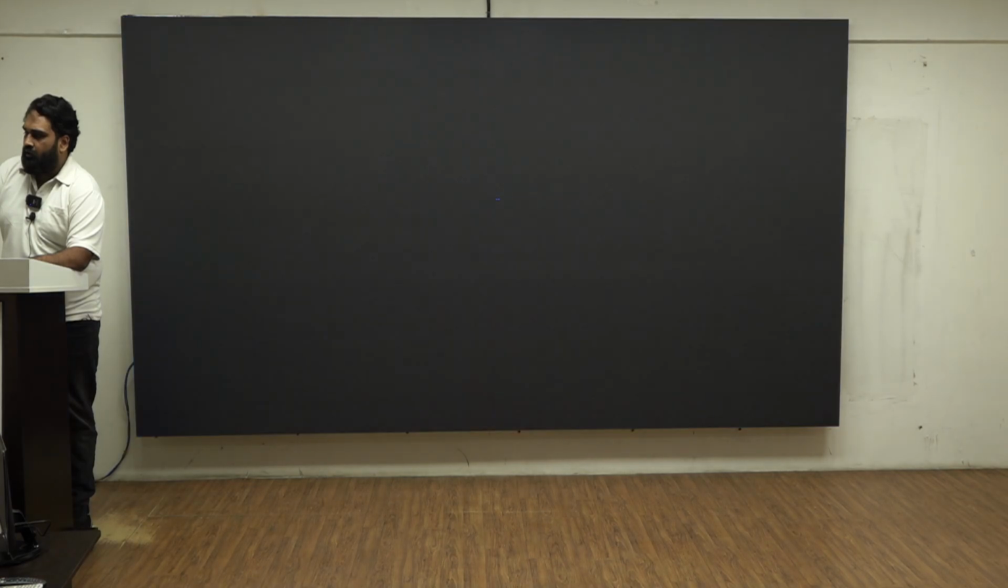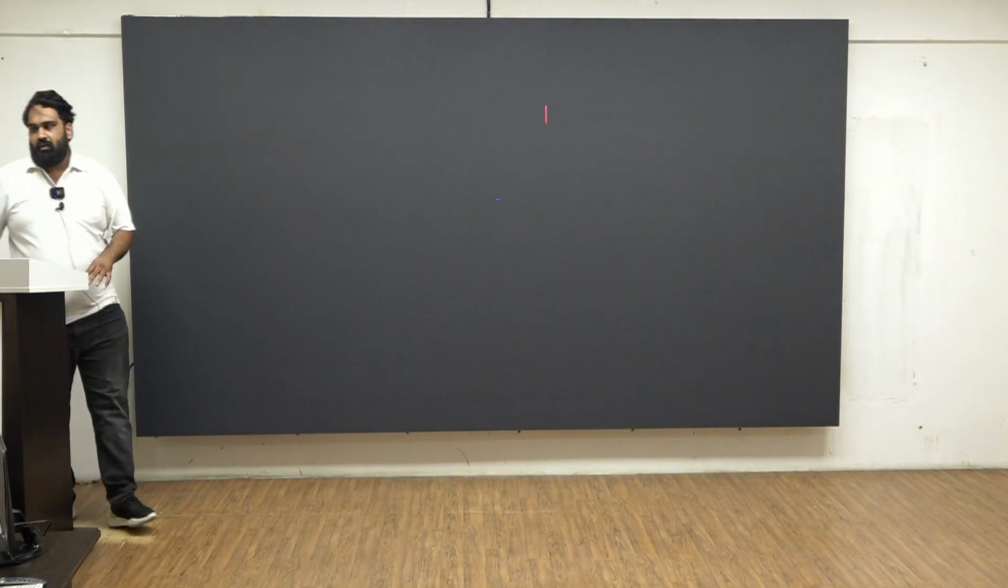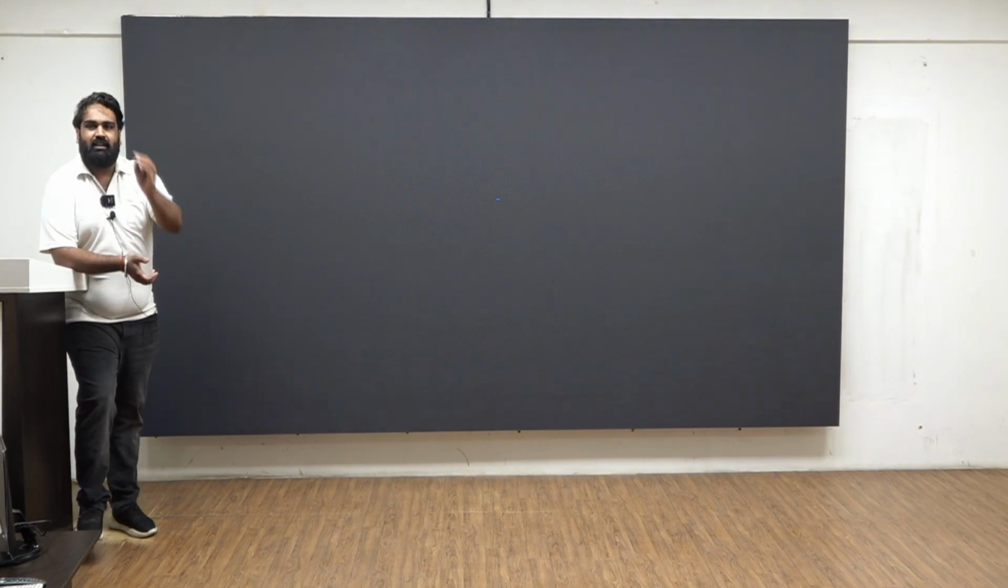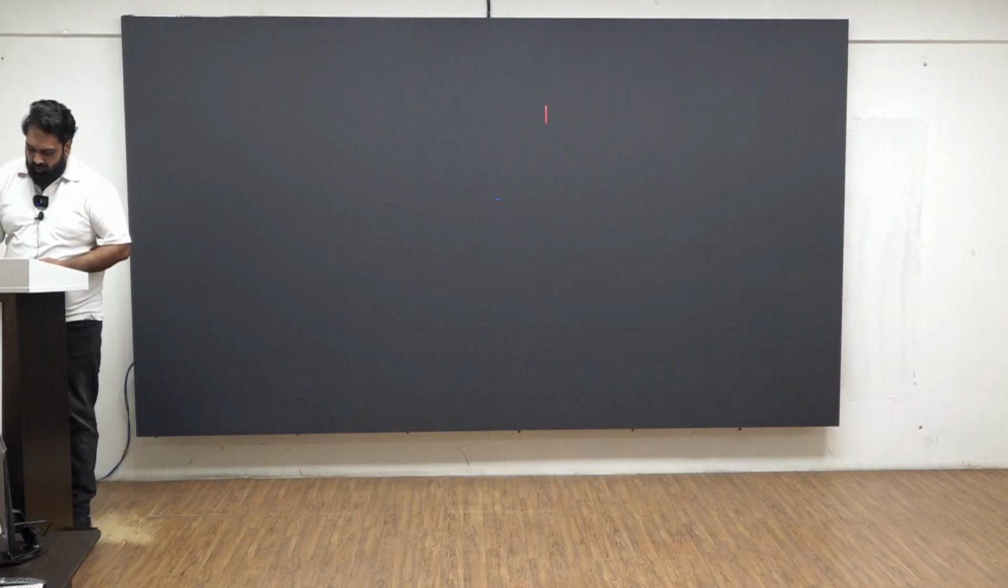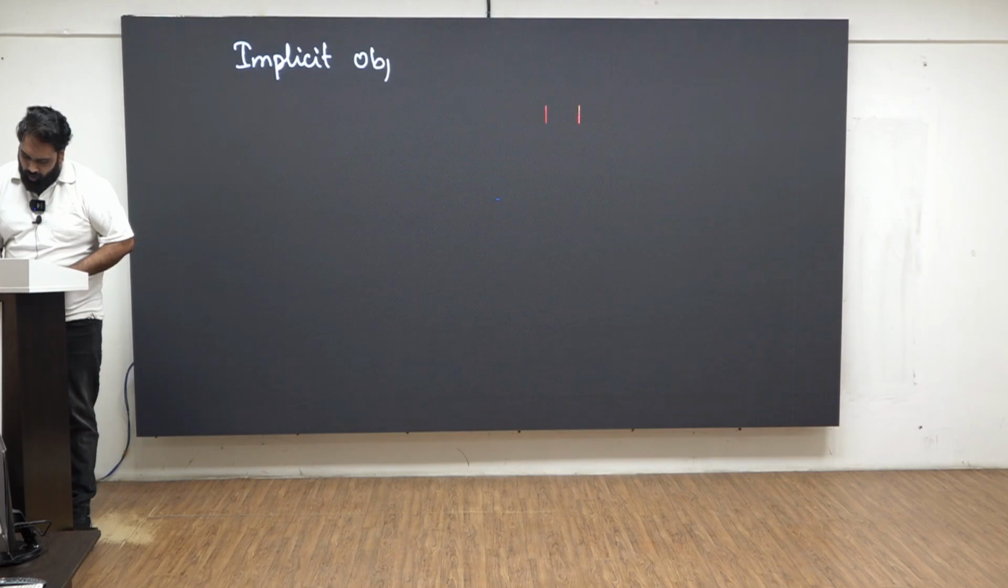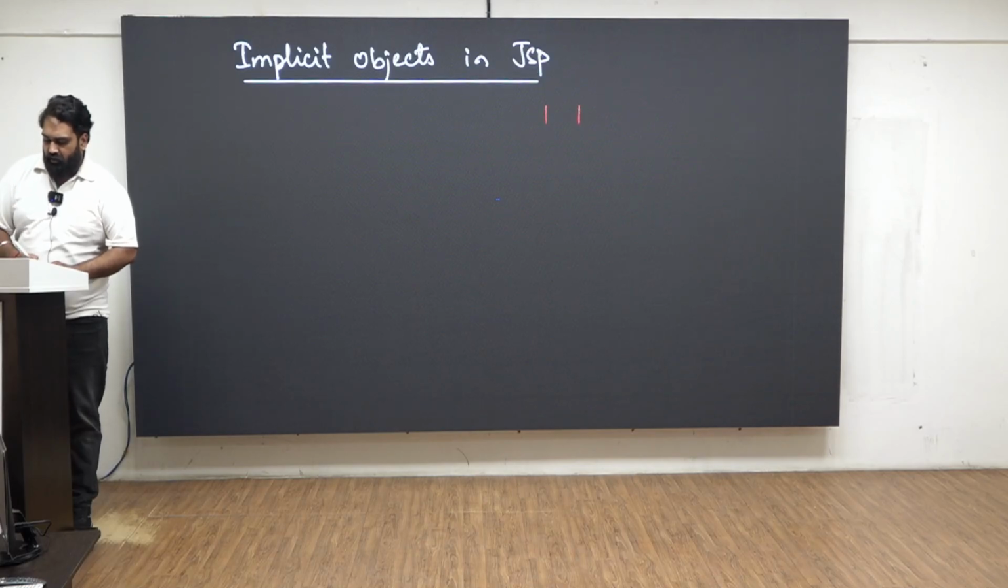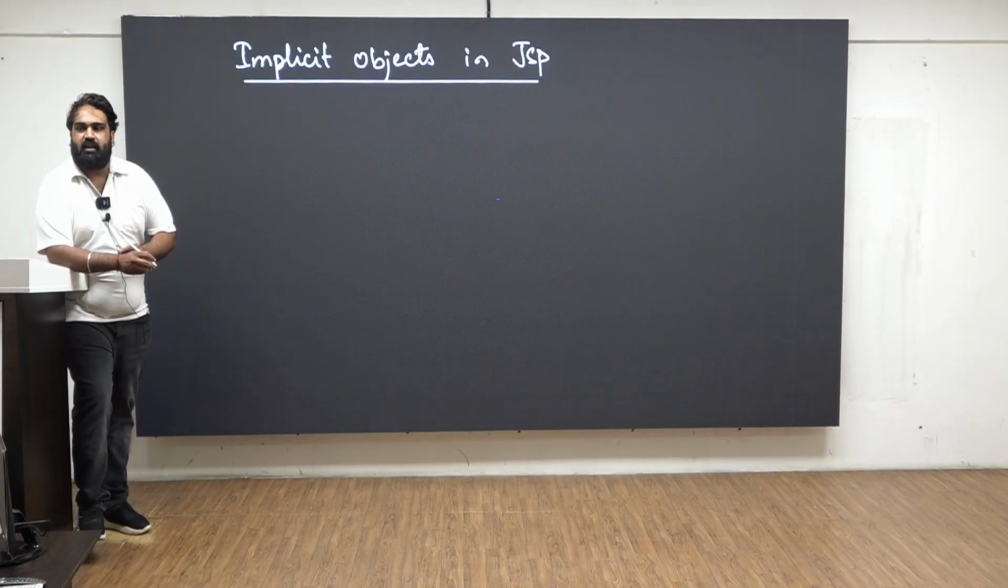Before I continue with the other CRUD operations, there are a few topics which I want to discuss. The first topic is, half of it you already know. There is something called implicit objects in JSP. So what do you mean by implicit objects in JSP?